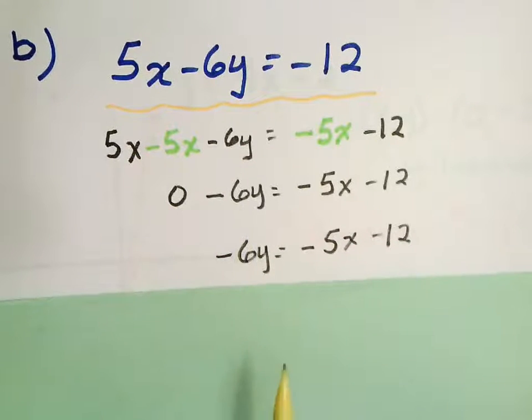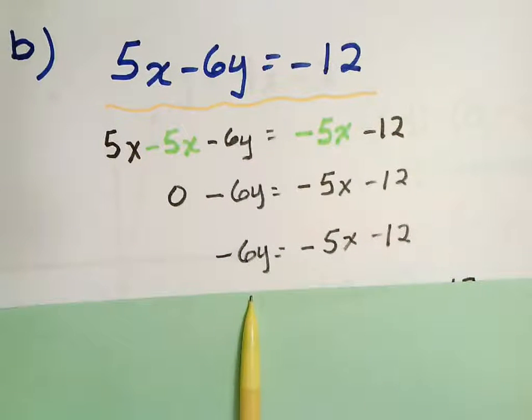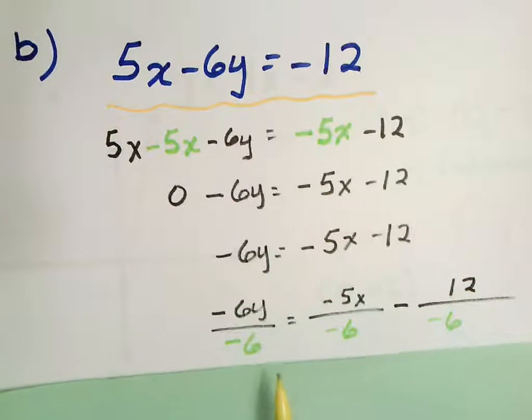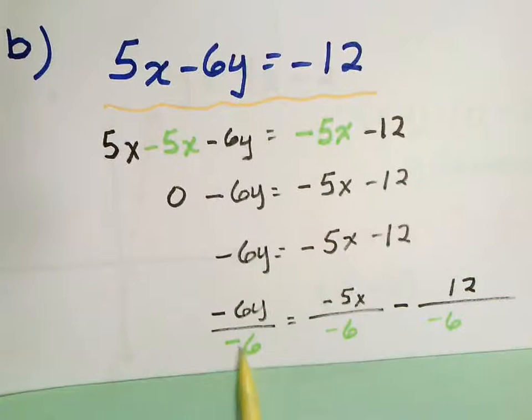0 plus negative 6x is negative 6x. Bring down the right-hand side. Now, this is a negative 6y. We would like to know what a positive 1y is. So we're going to divide all 3 terms by negative 6.